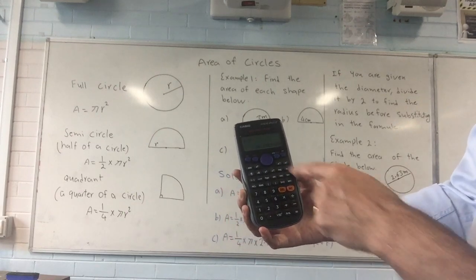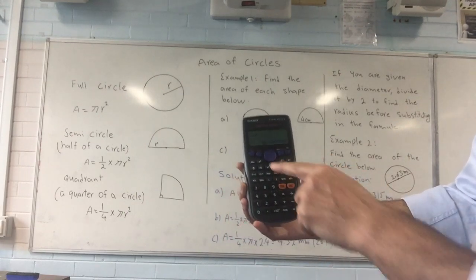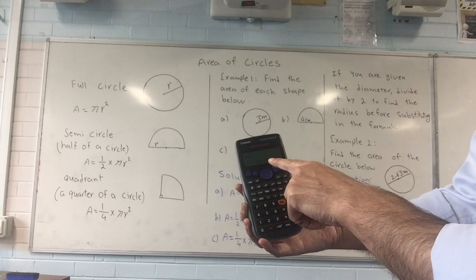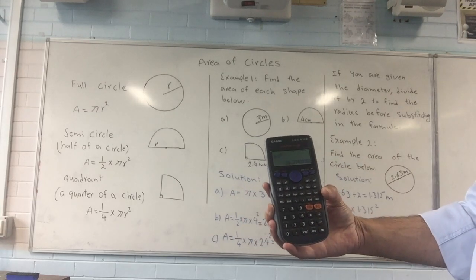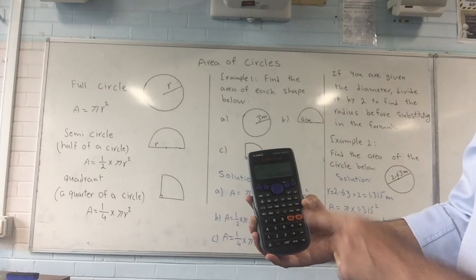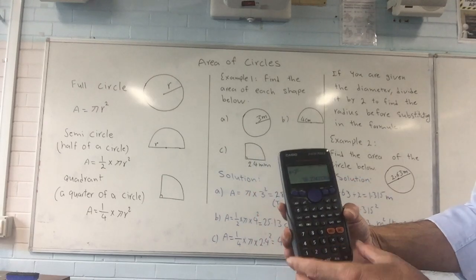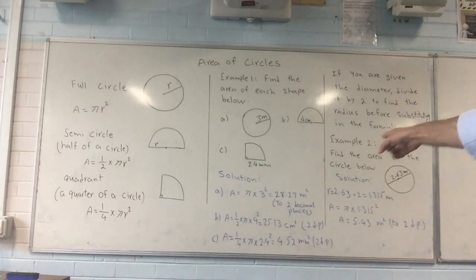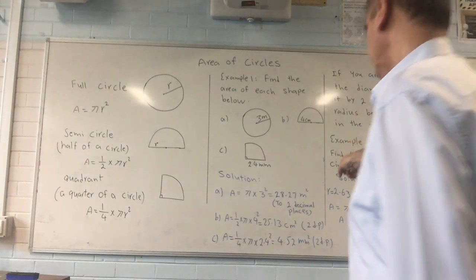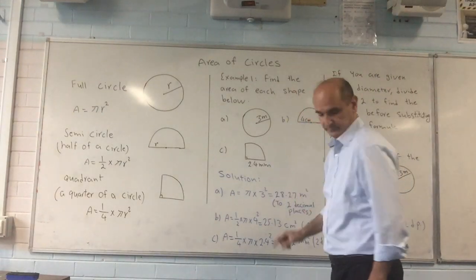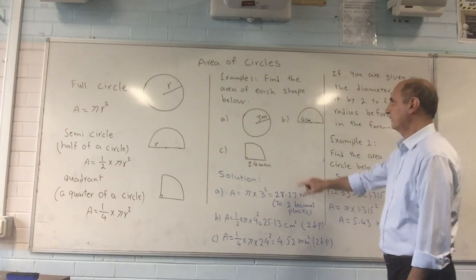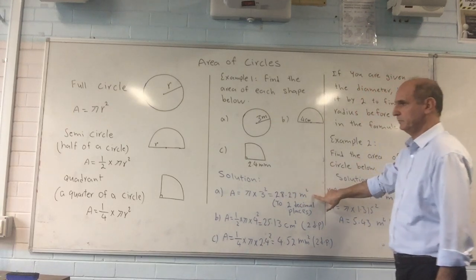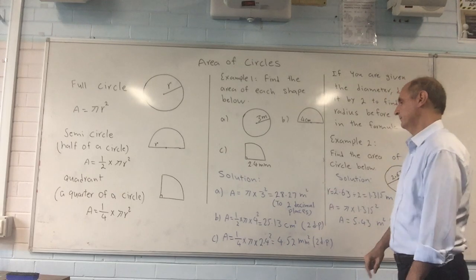I don't know if it is clear there or not, but 28.27433 goes forever. But I want to give to 2 decimal places. That's why I've given only 28.27. And because it's in meters, the answer will be in square meters.